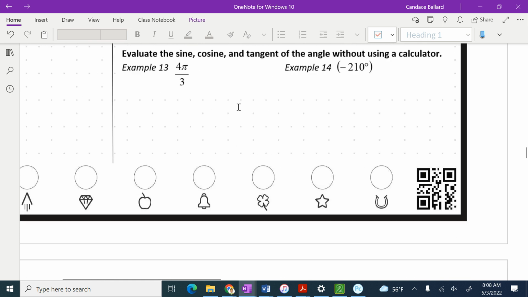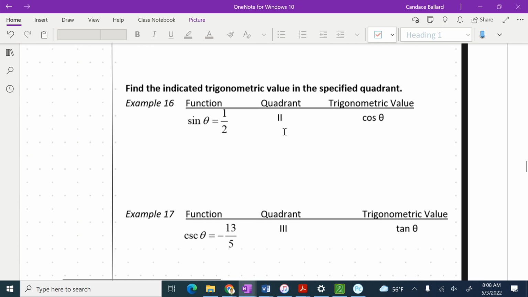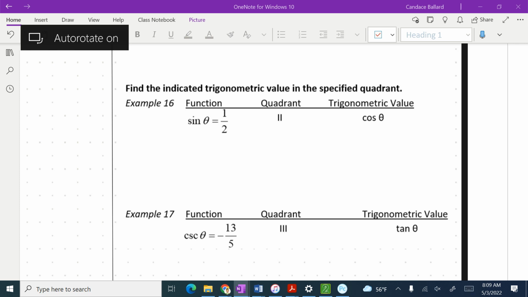And this is the same as using our unit circle to find it, which we've talked about. So let's just go to example 16 because it has a slightly different take on things that we've been talking about. There it is. There's a couple of ways that I could do this. I'm going to choose to use the triangles like we did yesterday. I could use my unit circle on this one, but let's talk triangles. We're going to find the indicated trigonometric value at this angle in the specified quadrant.